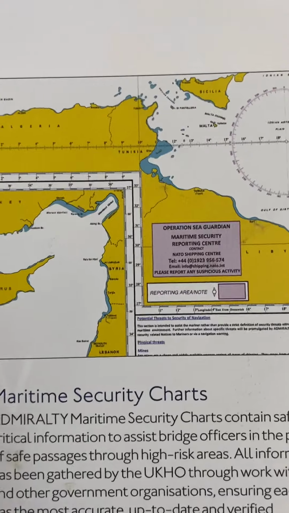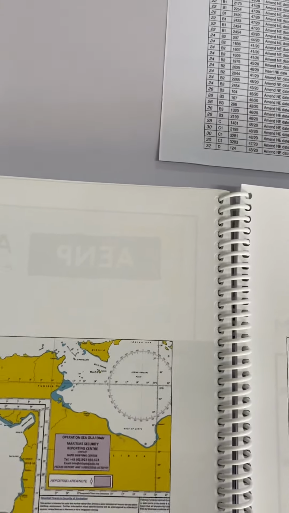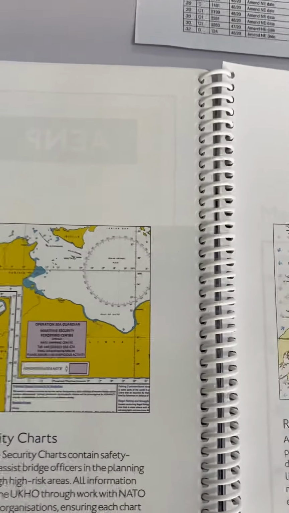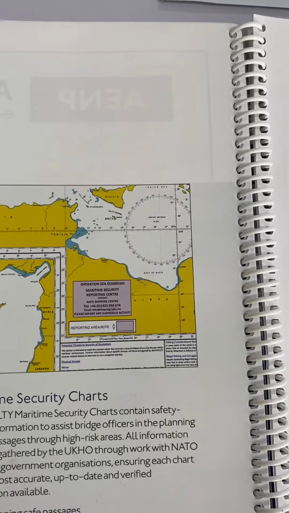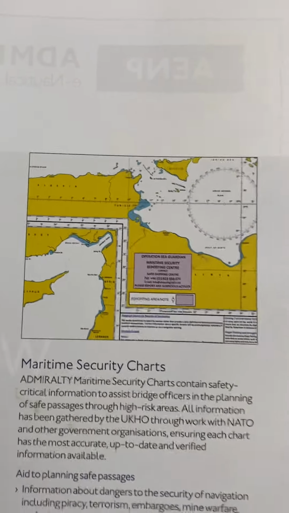Then we have the maritime security charts. This includes the charts with piracy areas. It has the reporting points wherein you can report to UKMTO, the Maritime Security Council, covering the voyage to this area that needs security.